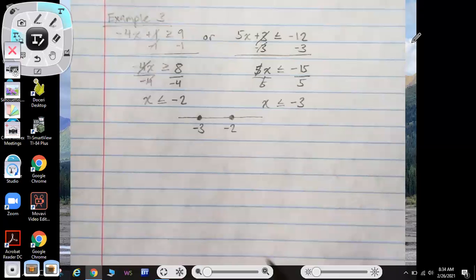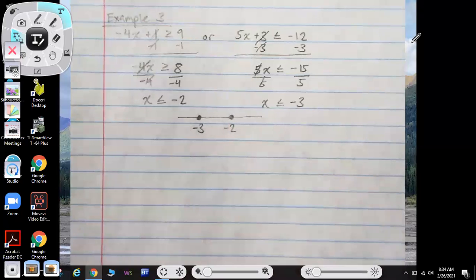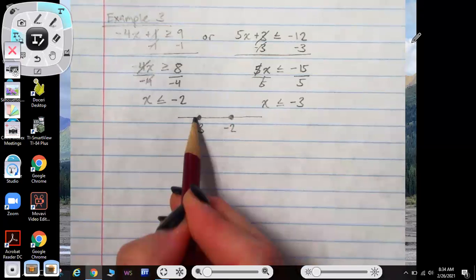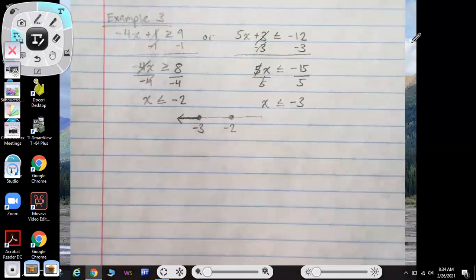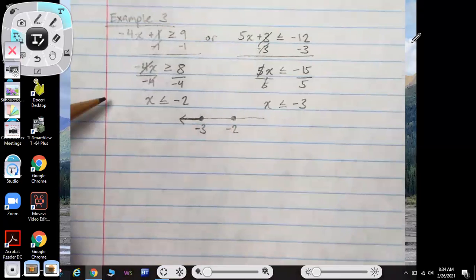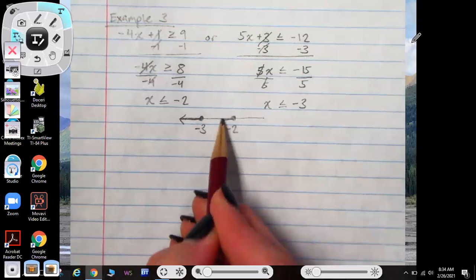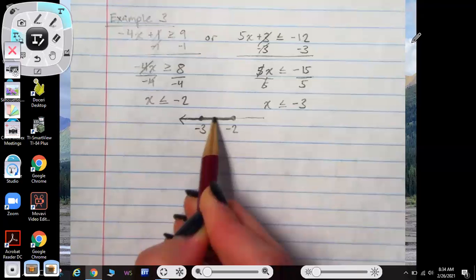Okay, so when we shade our line, if we look at our inequalities, we've got x is less than or equal to -3. So that's all the numbers to the left of -3, all the way out to negative infinity. And then we have x is less than or equal to -2. So that's all the numbers to the left of -2, all the way out to negative infinity.